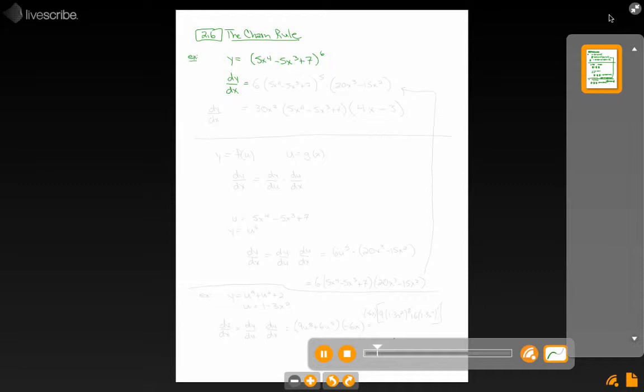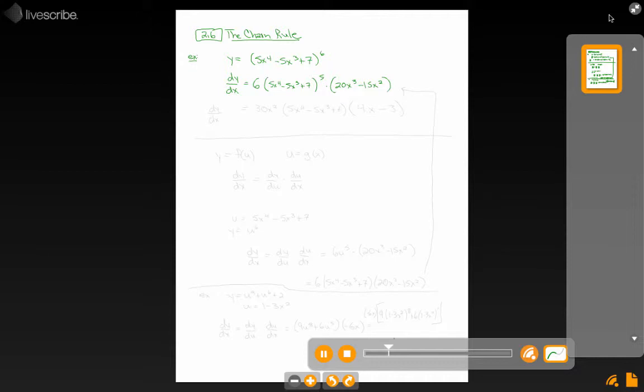And we can say, okay, well, some big thing to the power of 6 is going to be 6 times that to the 5th. Don't change what's inside these brackets, and then multiply by the derivative of what's inside the brackets, which would be 20x^3 - 15x^2. Not too much you can do with that.